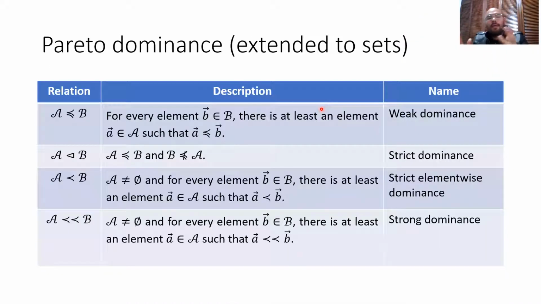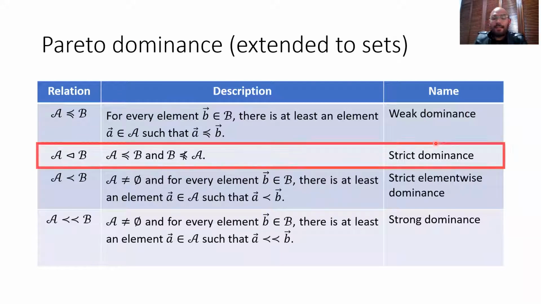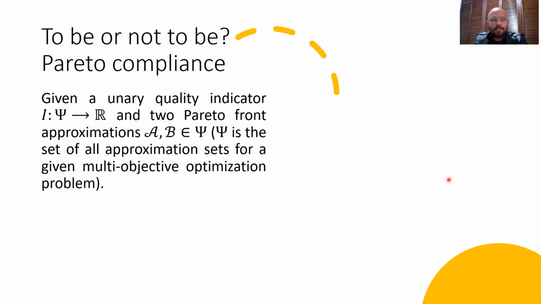And well, now we can also use the Pareto dominance to compare sets. Let's remind that multi-objective evolutionary algorithms produce approximation sets. That is, some solutions that approximate the Pareto front. So we can use the Pareto dominance to compare these approximation sets using the weak dominance, the strict dominance, which is the one that we are very interested in, and also we have the strict element-wise dominance, the strong dominance. So the question here is to be or not to be Pareto compliant.